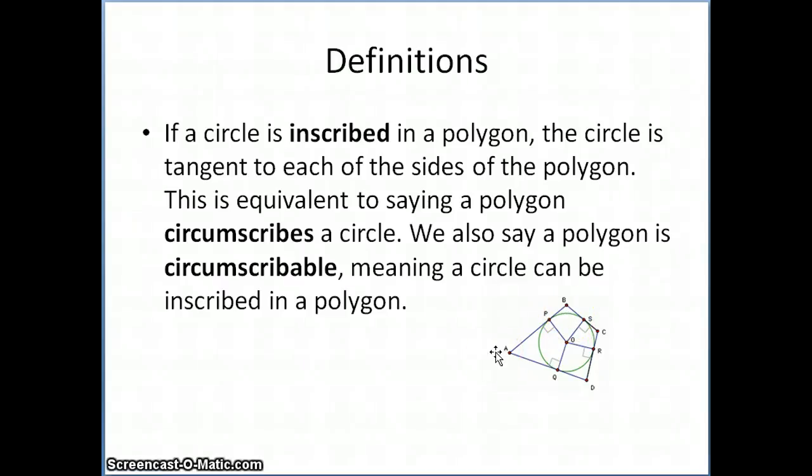Next, we can also say that a polygon circumscribes a circle. So a circle is inscribed in the polygon, or we can say a polygon circumscribes a circle. We can also say this polygon is circumscribable, which means when we have a polygon, can we inscribe a circle in there? In the last section we talked about, when we have a polygon, can we have a circle such that the circle circumscribes the polygon?